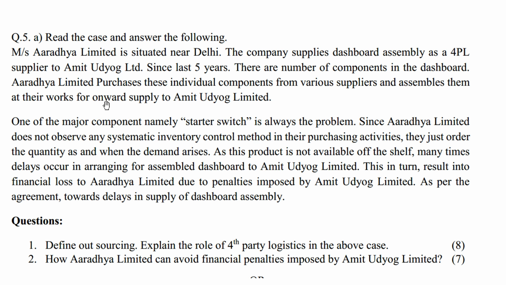So basically, from this case, we came to know that Aradhya Limited is a 4PL logistics provider supplying to Amit Udyog. It deals in dashboard assembly. Multiple components of the dashboard are taken into consideration. One of the products, the starter switch, is always giving them problems. Secondly, they do not have any systematic inventory control, so they just order as and when demand arises. Their products are not easily available, so many times delays are happening. Because of that, there is a lot of financial loss as Aradhya Limited is getting penalties from Amit as per their agreement. So this is all we came to know about this particular case.